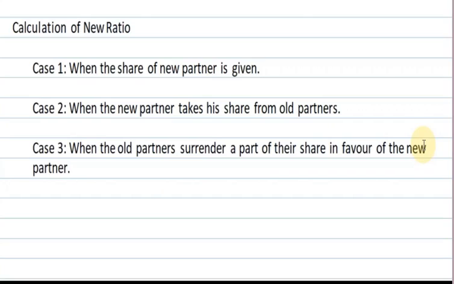The second case is when the new partner takes a share from old partners, which means that you will be given the share of new partner and it will also be given in what proportion it takes a share from the old partners, which can be in fractions, in ratio, or in percentage. And the third case is where the old partner surrenders a part of their share in favor of the new partner. Now we will understand each of these cases with the help of examples.